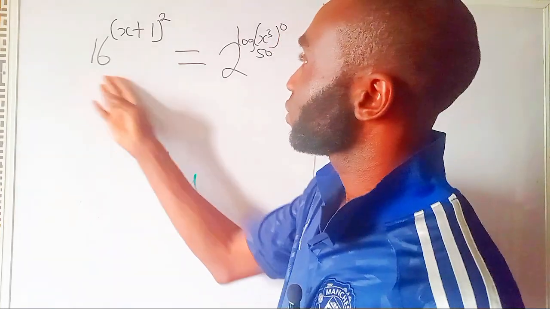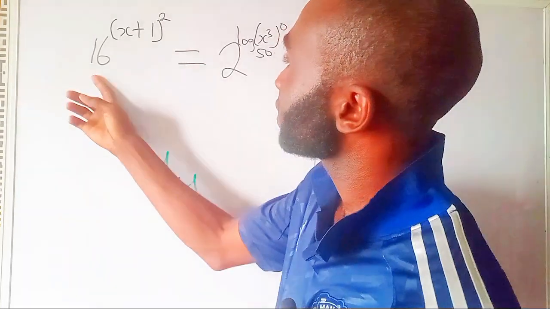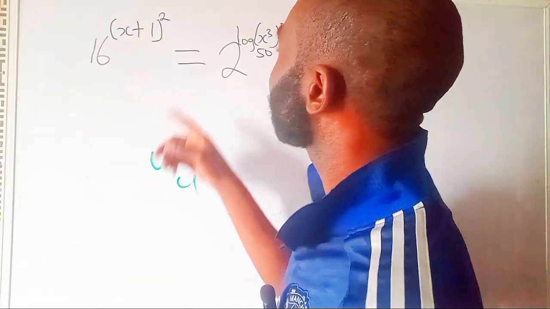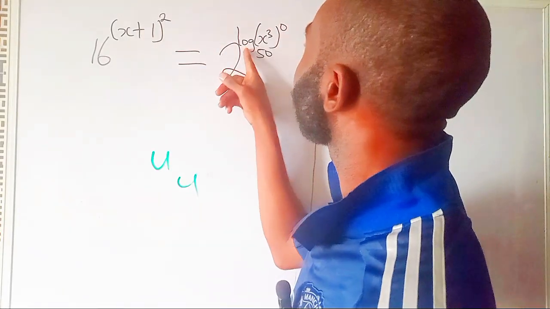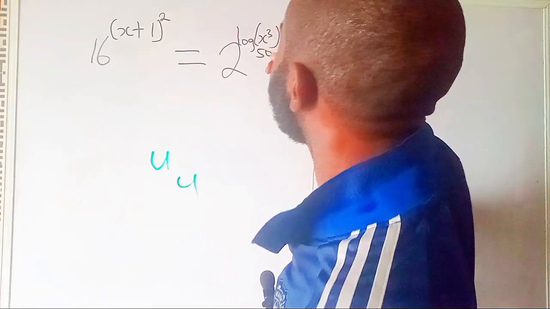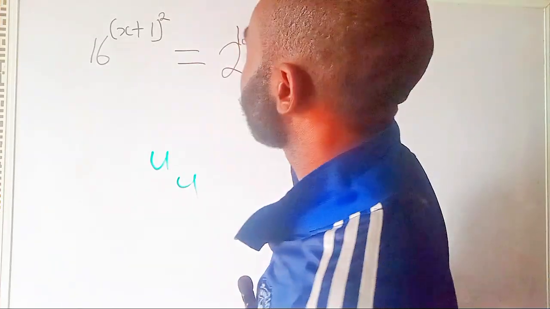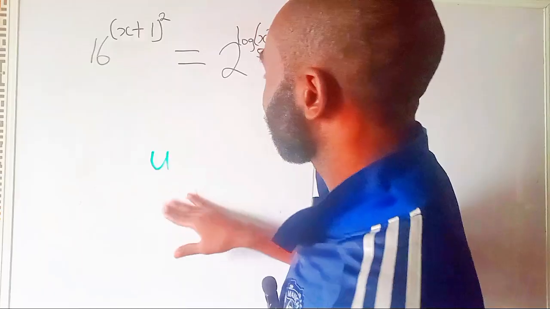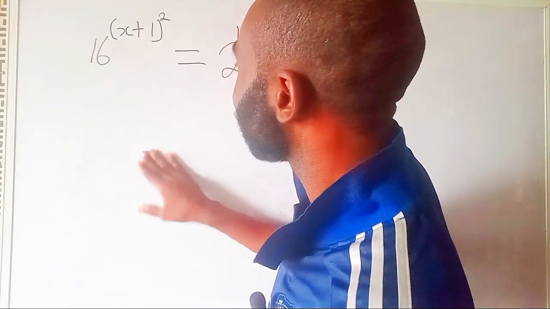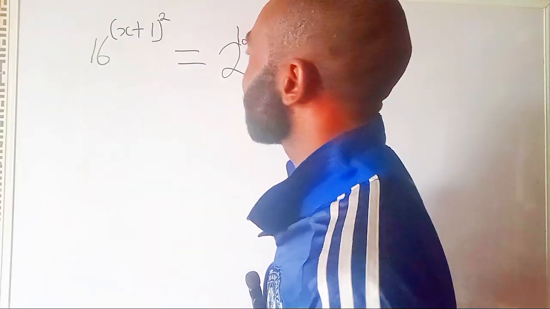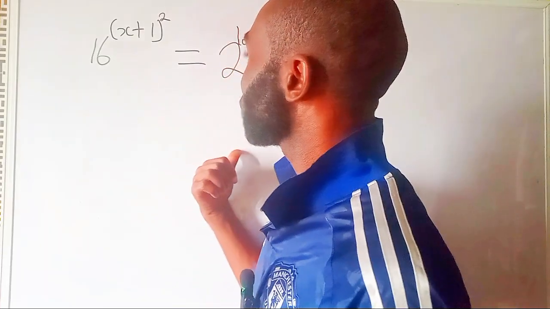Let's solve this exponential question together. We have 16 raised to the power of x plus 1, all squared, is equal to 2 raised to the power of log x cubed raised to the power of 0, base 50. This question looks very big, but if you want to simplify it, it's very easy. So let's solve this question together.